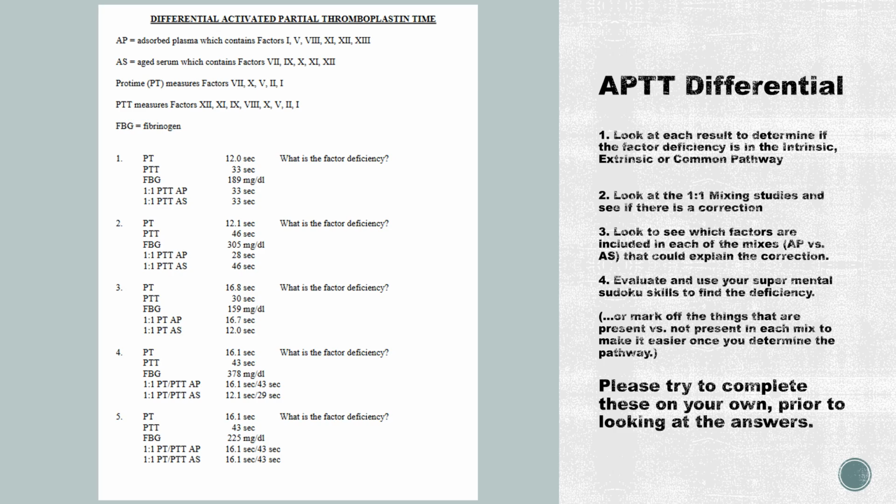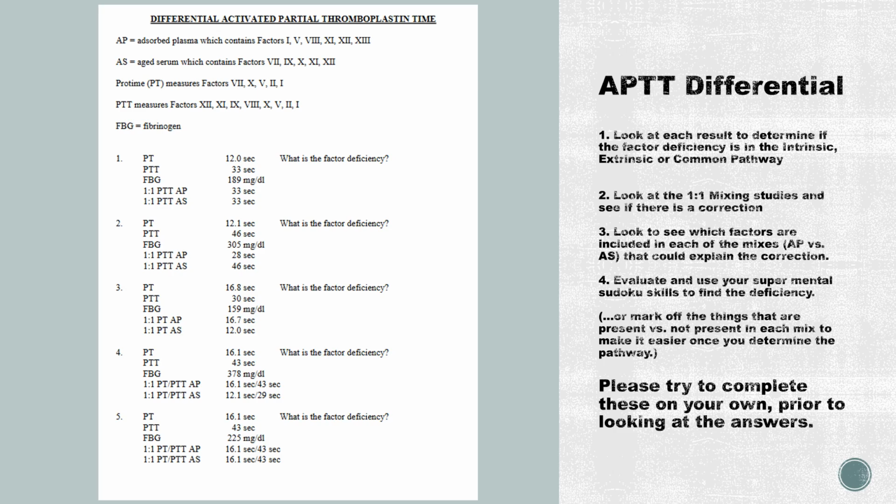Now, again, as a reminder, I put which factors the PT measures here at the top. And I also put a little reminder of which factors the PTT measures. And if you see FBG, that just stands for fibrinogen, so we're doing a fibrinogen assay. The way you work through these, let's talk about strategy. First, look at each result to determine if the factor deficiency is in the intrinsic, extrinsic, or common pathway.